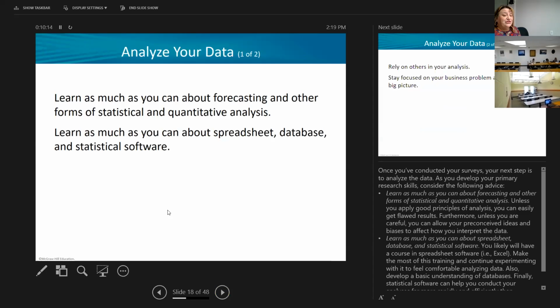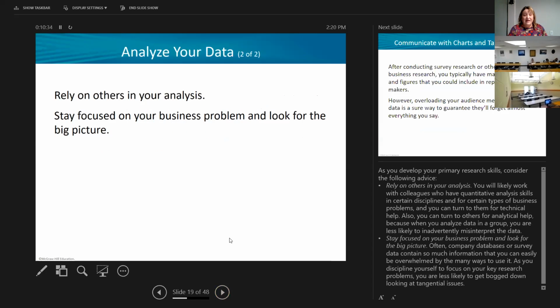Somewhere throughout your studies in business, you will start learning about some statistical analysis and forecasting and so on. You will also possibly learn how to use spreadsheets and databases and statistical software in some of your computer classes. You can rely on others in your analysis, but remember to stay focused on your business problem and look for the big picture. Don't get carried away off on a tangent with something that's really not your business problem, because there's so much out there. You might get led astray very easily.